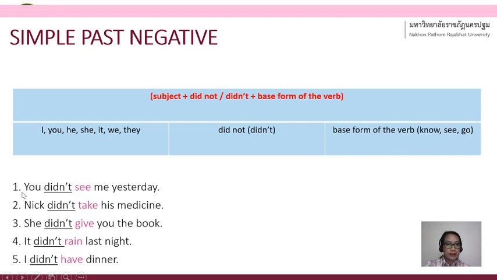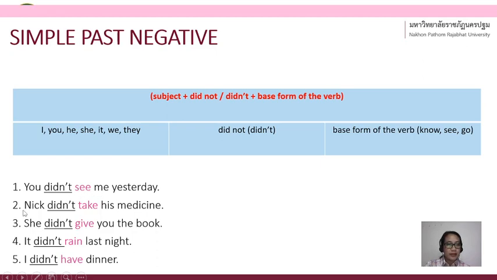Number one example, in a sentence, you didn't see me yesterday. Didn't is the negative past simple tense, and see is the base form. So you can see here it's not changed. It's the base form of the verb.